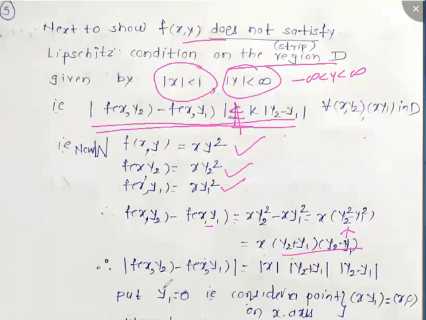Take modulus. So we get mod of f of x comma y2 minus f of x comma y1 is equal to modulus of right hand side contains three terms, mod x, mod of y2 plus y1, mod of y2 minus y1.